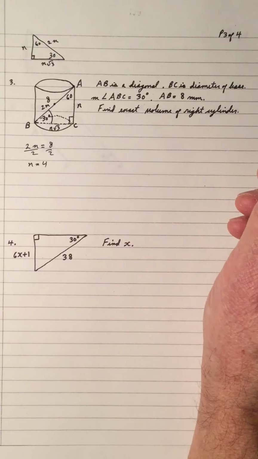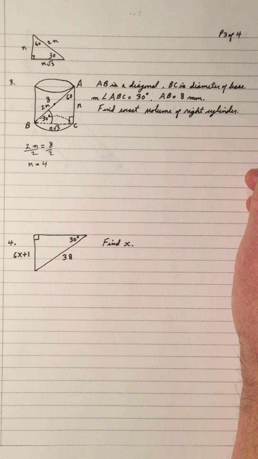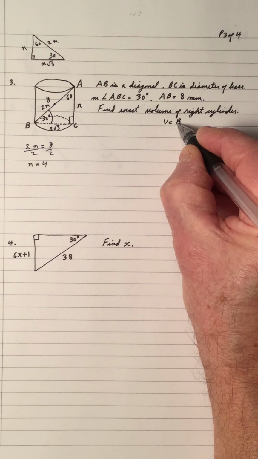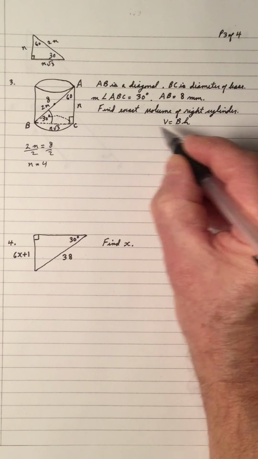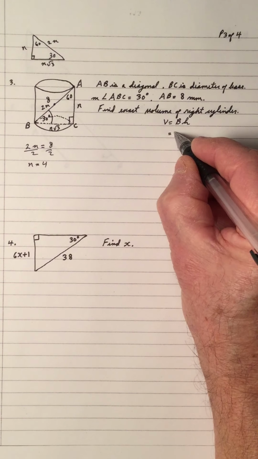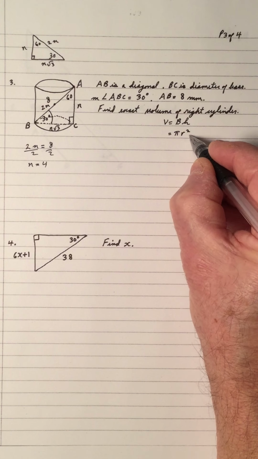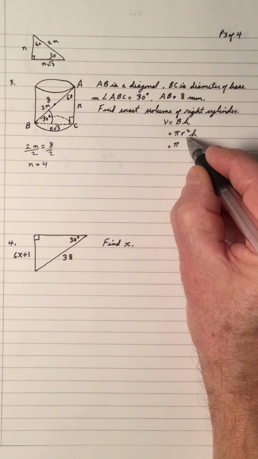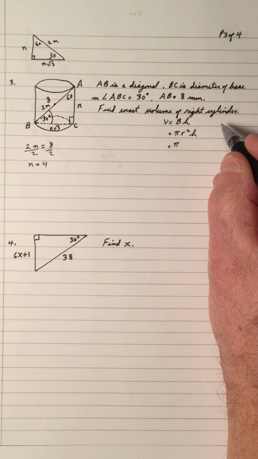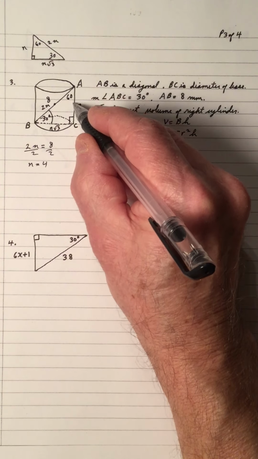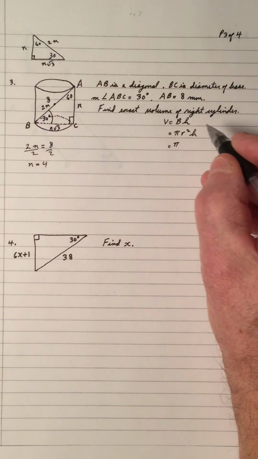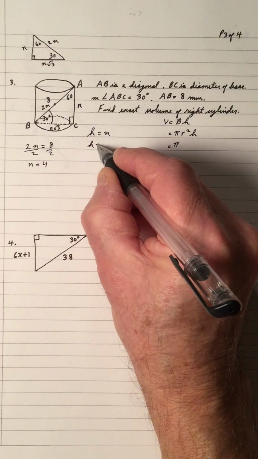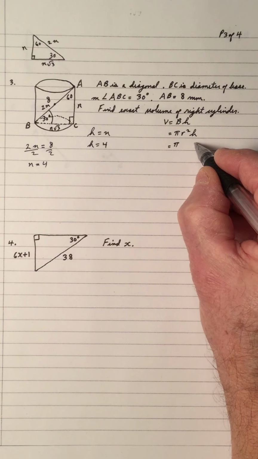Now, to get the volume, let's look at the volume. The volume is base area times height. The base of a cylinder is a circle, so it's pi r squared h. That means I need the radius and I need my height. So the height of the cylinder is here. So what happens is that the height is n. So the height is 4. So I can fill the height in.